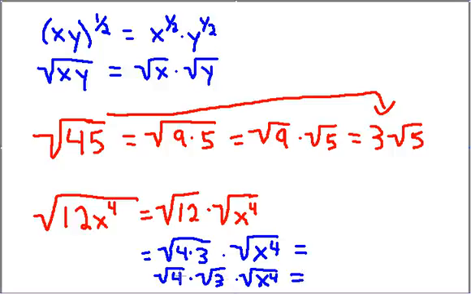What is radical 4? Radical 4 is 2. In other words, the square root of 4 is 2. We're going to skip this because the square root of 3 can't be simplified. What's the square root of x to the 4th? Well, that's x squared. And remember, everything here is being multiplied, so it doesn't matter which order we perform this multiplication. So the square root of x to the fourth is x squared.